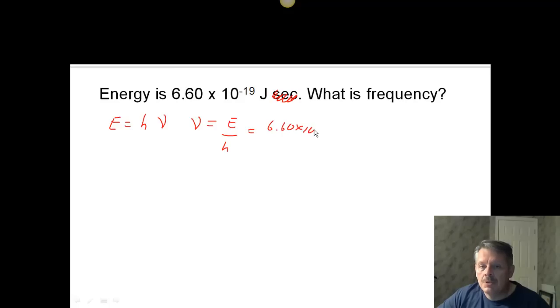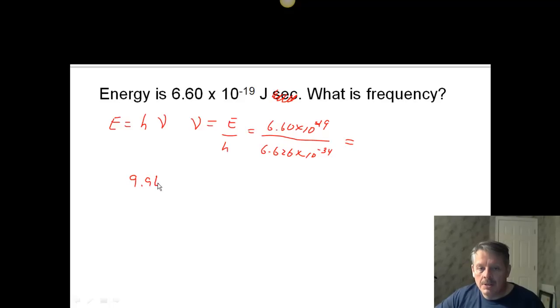So that is equal to 6.60 times 10 to the minus 19th divided by 6.626 times 10 to the minus 34th. Now remember, this is going to be minus 19 minus a minus 34, which is going to give me a positive number. It's going to give me about times 10 to the 14th. So my answer here, if I actually go in and do the work, it's going to be 9.96 times 10 to the 14th. And this is in cycles per second because this is frequency.